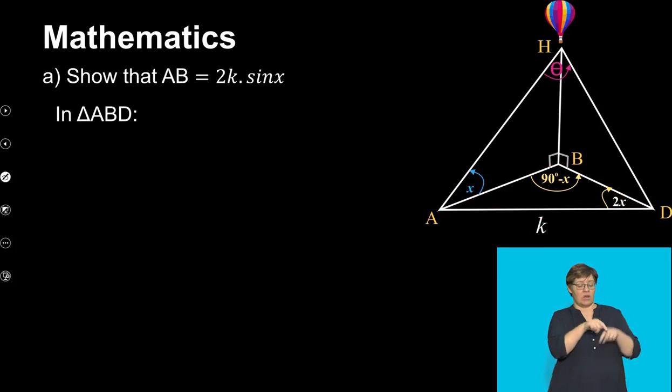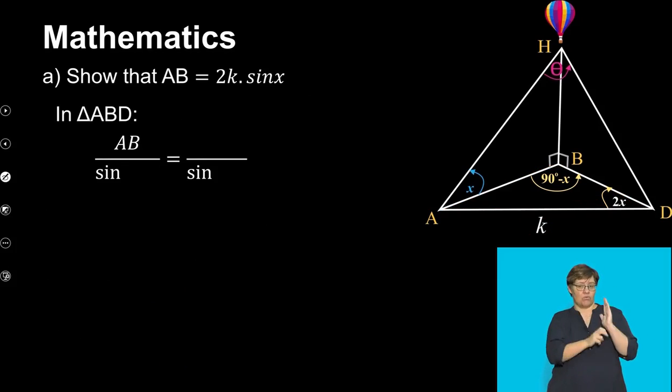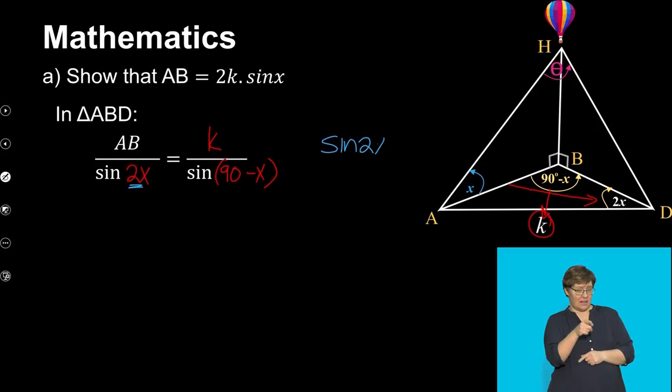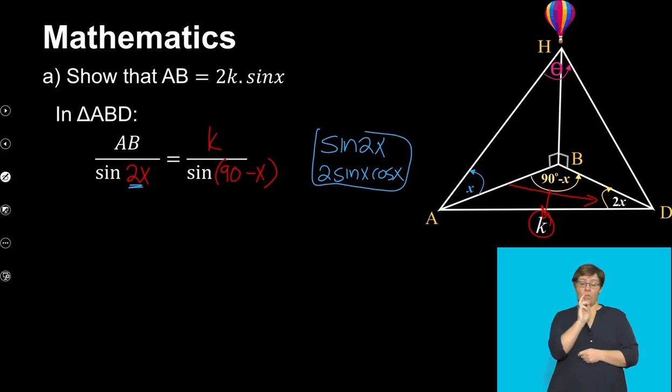Okay, so in triangle ADB, using the sine rule, AB over the angle across it, so it's sine of 2x, will equal, now remember we're going to use this matching pair, so we start off with k over sine of 90 minus x. Already you're going to notice that this 2x is probably going to change. We're going to use our double angle formula at some point, and we're probably going to end up changing this into 2 sine x cos x. So just keep that in mind.